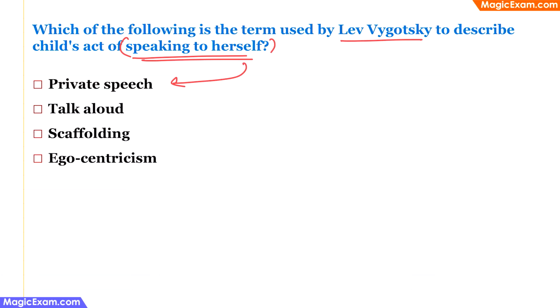This is a very simple question but very important because this is very frequently asked in various question papers. So you have to remember that the act of speaking to himself or herself is called private speech, and that is the correct answer here.